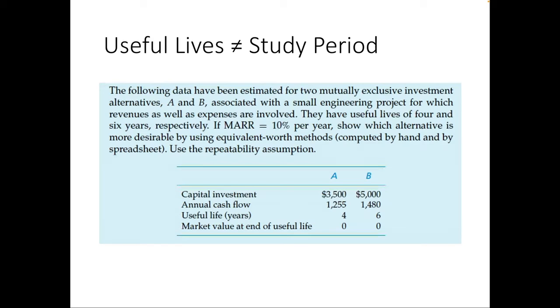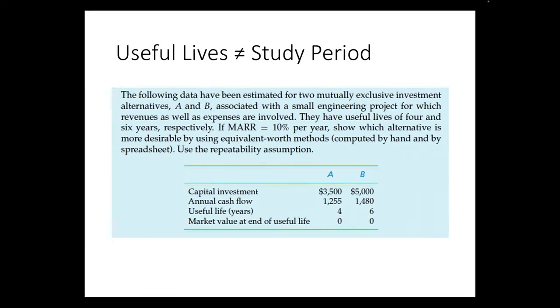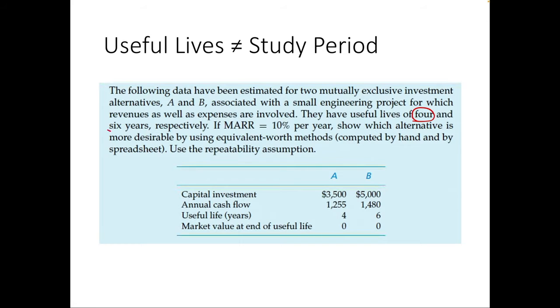Okay, so now let's look at this example. The following data have been estimated for two mutually exclusive investment alternatives, A and B, associated with a small engineering project for which revenues as well as expenses are involved. They have useful lives of 4 and 6 years.